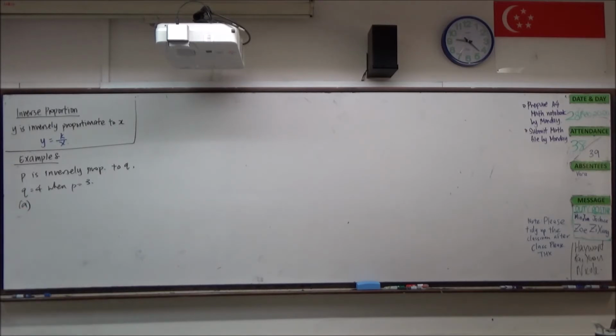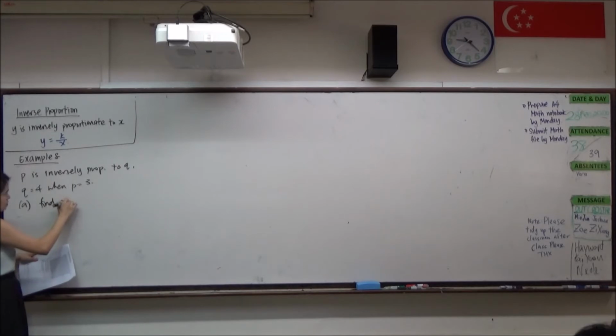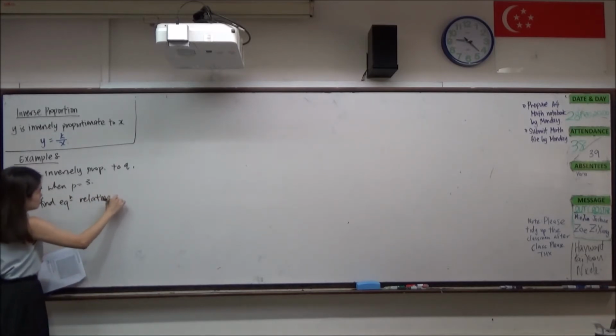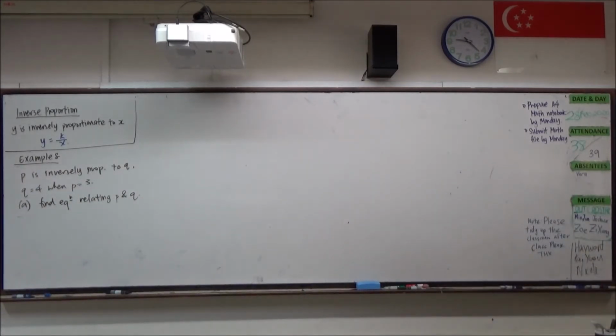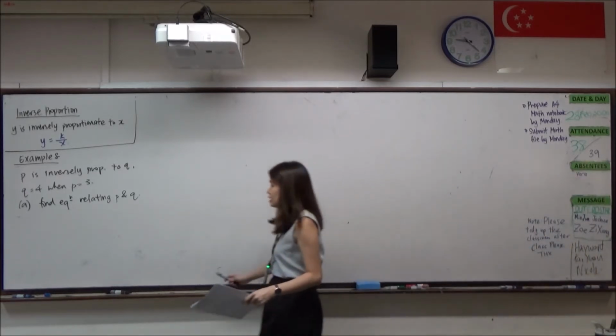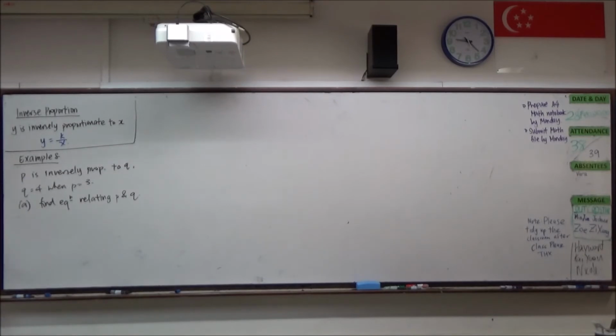In part A, we want to find an equation relating P and Q. So how should we go about finding this equation? What should we be doing? Nicholas, what will you start off with first? Very good. So we have P equals k over Q first. Then what do we need to do next? Maliki? 3 equals k over 4. Good. P is equal to 3, Q is equal to 4, so we get this.